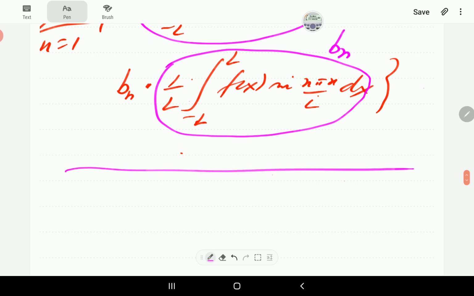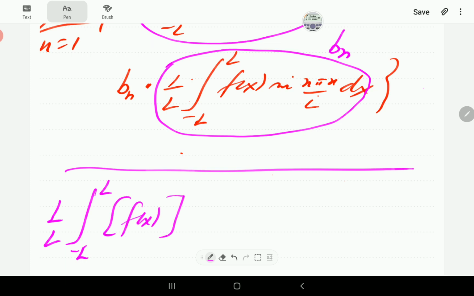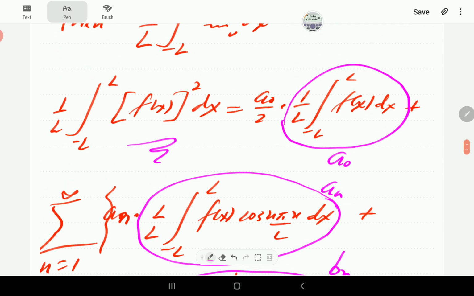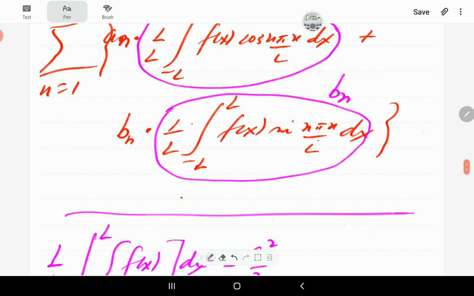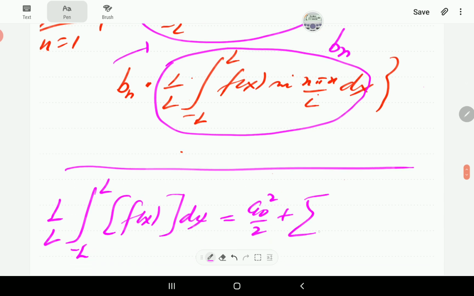So this thing now becomes 1 over L integral from minus L to L of the square of f, equal to A naught over 2 squared here, then here there's going to be AN squared and BN squared. The identity has been derived. All right. So that's Parseval's identity.